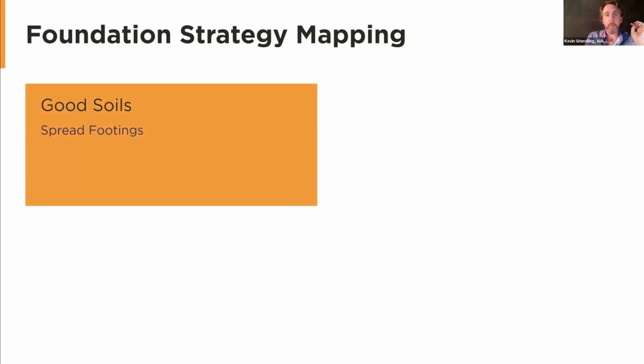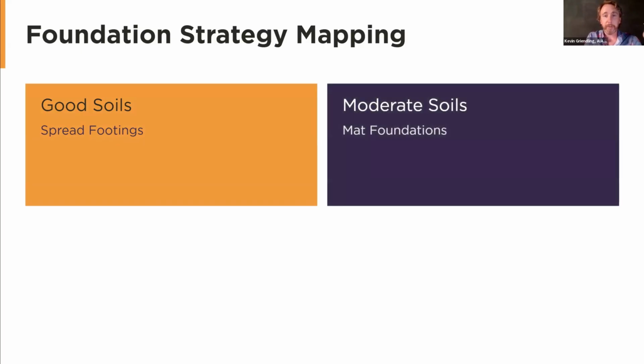Good soil is going to present your best opportunity for a very simple solution of spread footings. And that's going to be your most economical option, spread footings, or just slab on grade, depending on the needs of the project and the building. Your moderate soils are going to push you to a slightly more expensive or complex foundation. It may still be shallow, but a mat foundation. It's a whole lot of concrete, a whole lot of rebar. It just responds to some of the instability or flexibility of soils that are not exactly ideal.